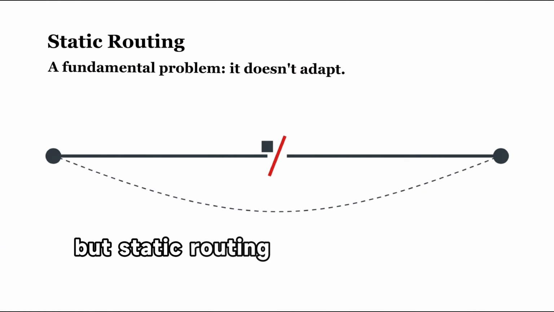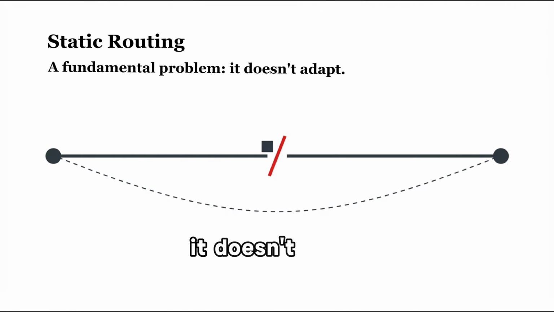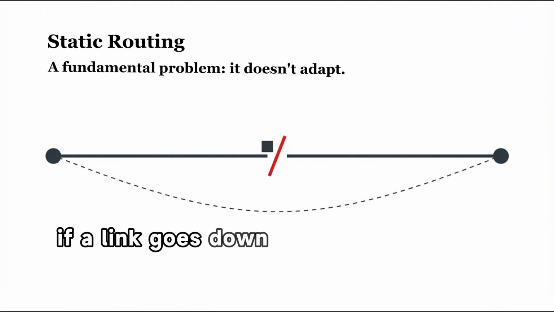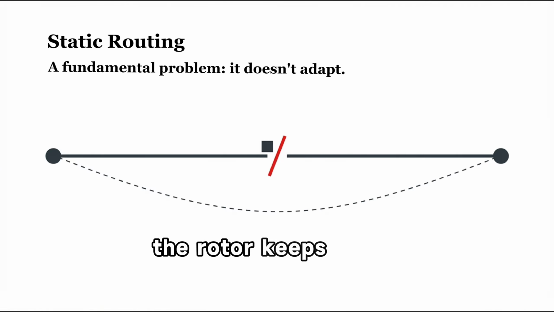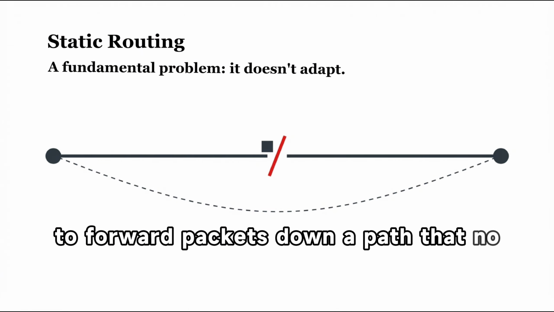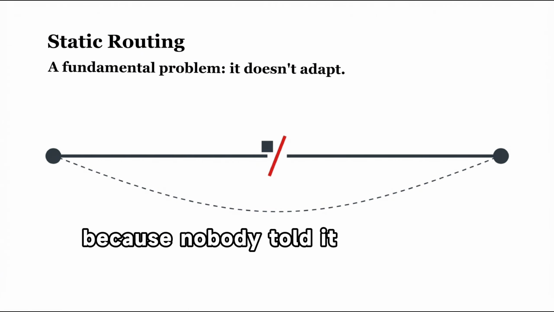But static routing has a fundamental problem. It doesn't adapt. If a link goes down and a path becomes unavailable, the static route pointing through that link stays in the table. The router keeps trying to forward packets down a path that no longer works because nobody told it the path is broken.